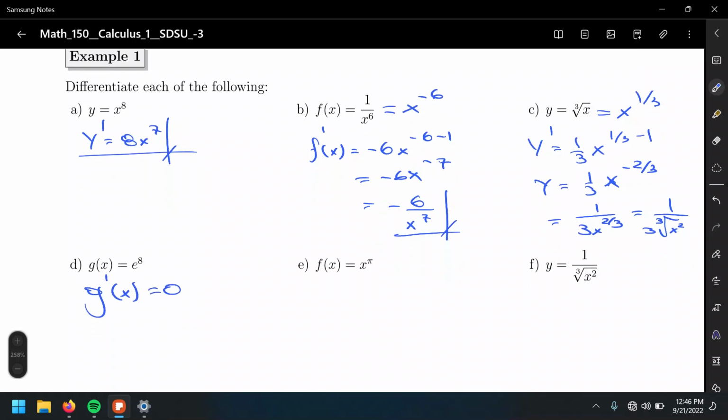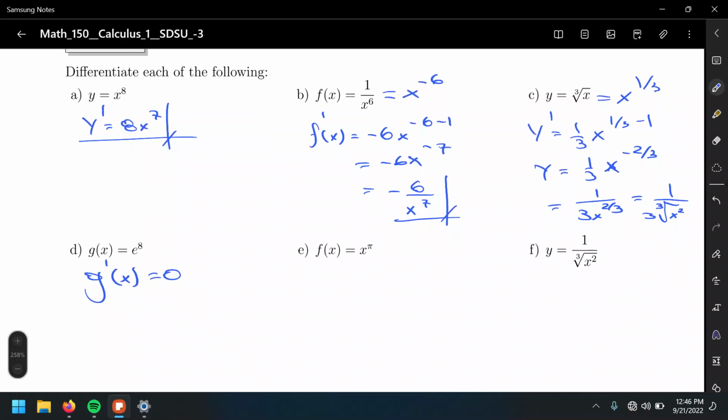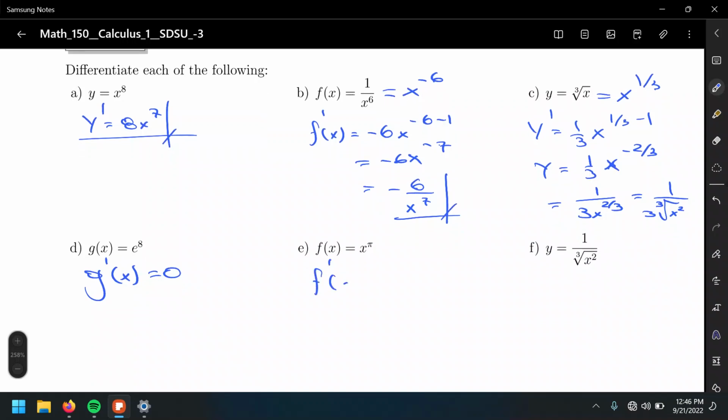f of x equals x to the pi. Well, we have worked with integer powers and rational powers. Pi is an irrational number. All we have to do is f prime of x equals, have the pi jump in the front, x to the pi minus 1. That's it. Leave the answer in terms of pi. Don't do 3.14 minus 1 equals 2.14. No, just leave it like this. That's fine.